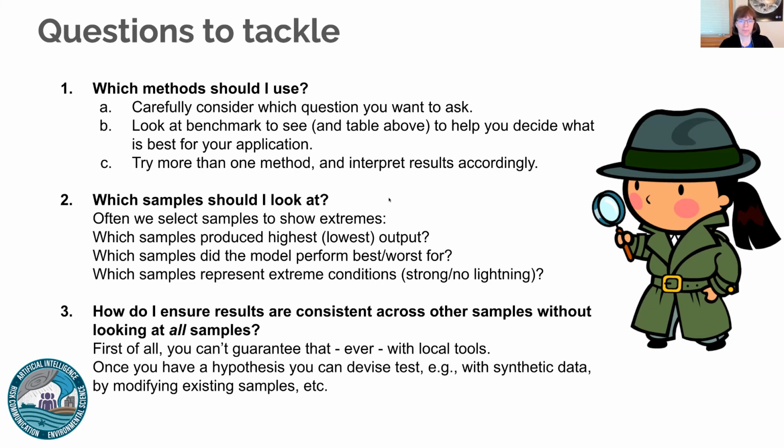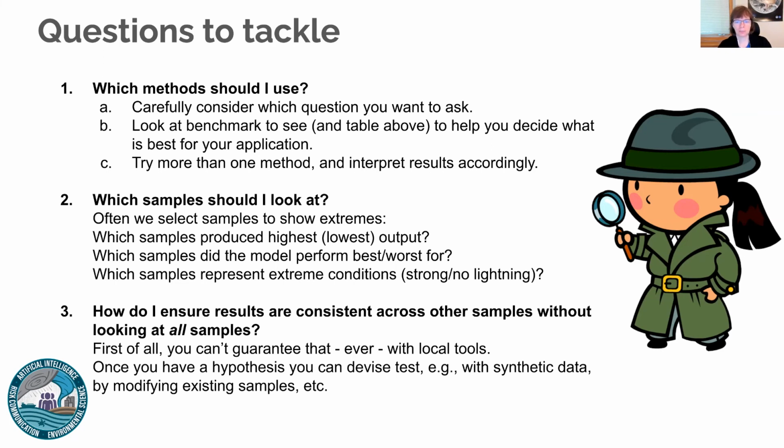Second question, which samples should you look at? We often select samples to show extremes. So we usually start with samples that produce the highest or lowest output. If I'm trying to estimate how many lightning flashes there are, I'm going to look at the samples that give me the highest and lowest in the real world, and I'm going to look at the highest and lowest for the neural network also.